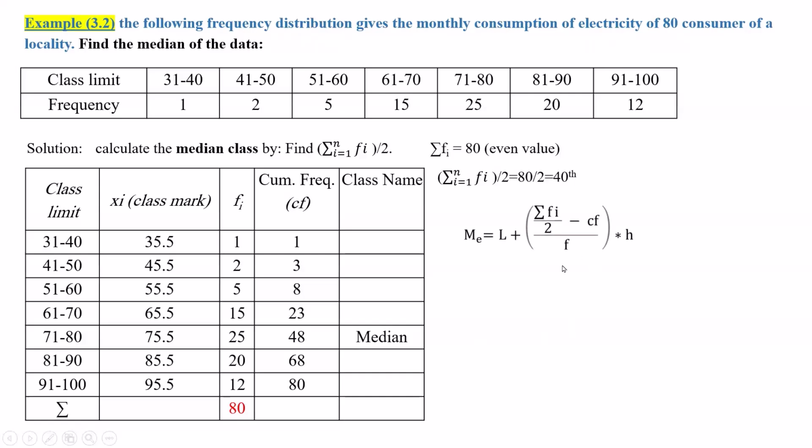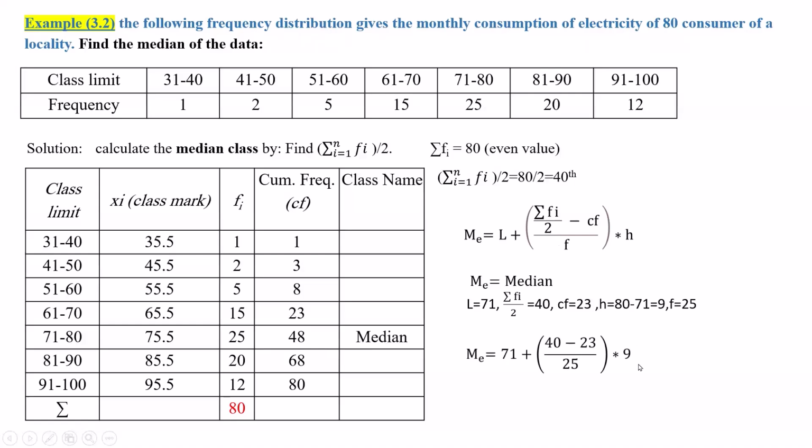Now apply this formula. L equals lower limit, 71. Summation of frequency divided by 2 is 80 divided by 2, which is 40. Cumulative frequency for the class preceding the median class is 23. H equals 80 minus 71, or 70 minus 61, it equals 9. Frequency of the median class is 25. Just put into the equation and median equals 77.12.